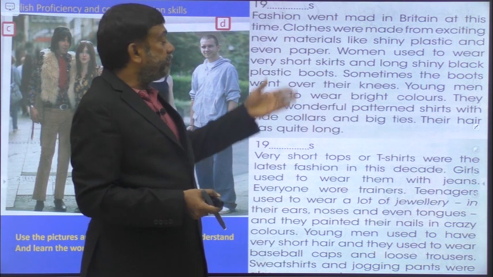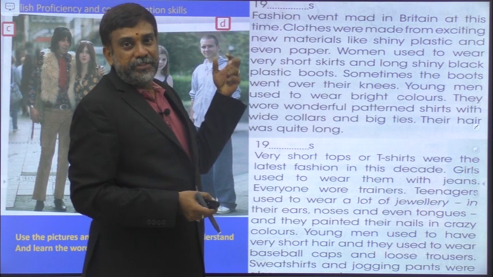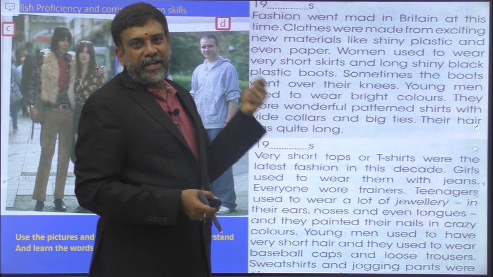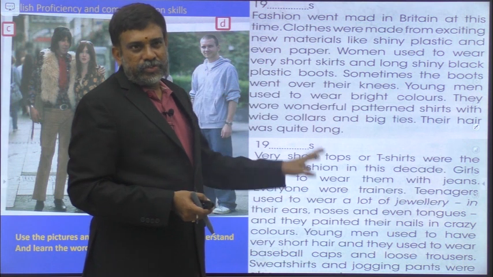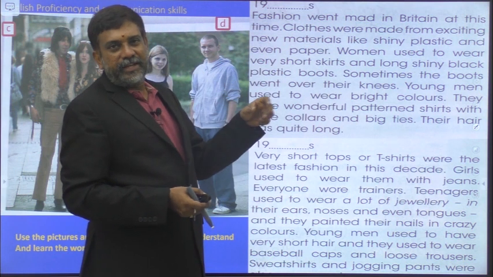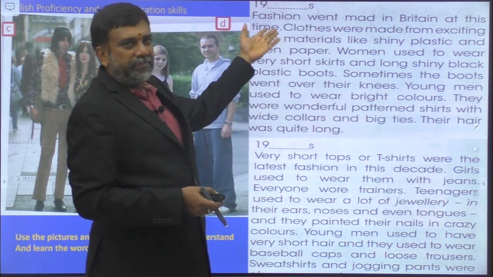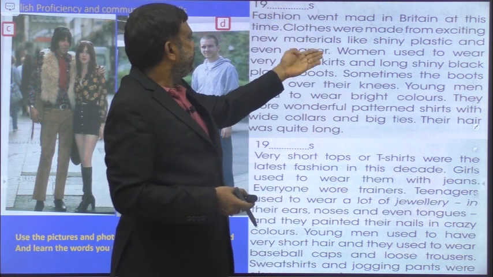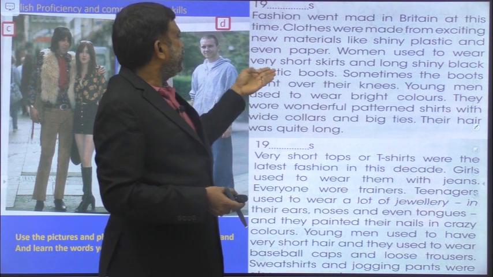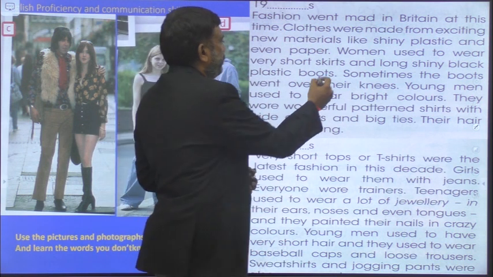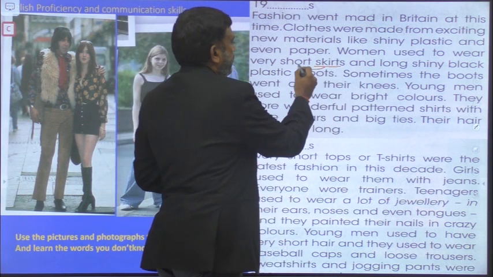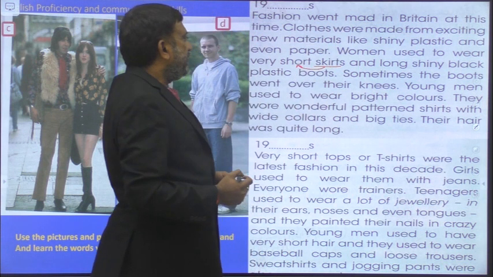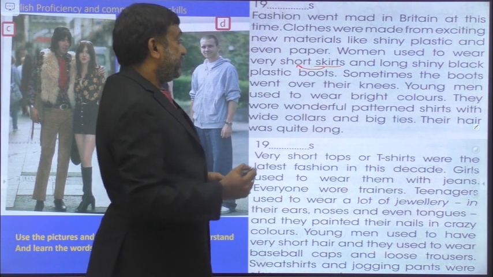Oh, people used to make clothes with paper. I don't know, like in Andhra, if they come in the rainy season, those clothes may tear off because they are made of paper. But the fashion went very mad in Britain. And women used to wear very short skirts. So here what did they use? They used to wear very short skirts and long shiny black plastic boots.